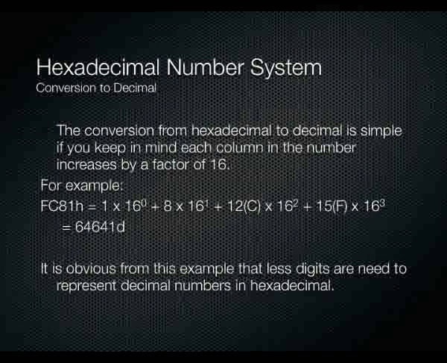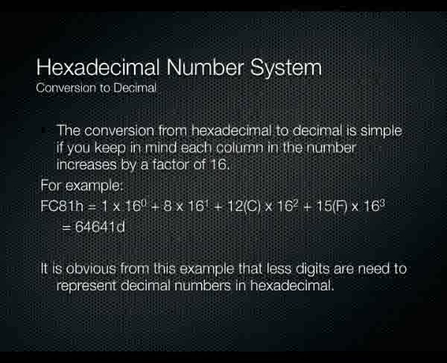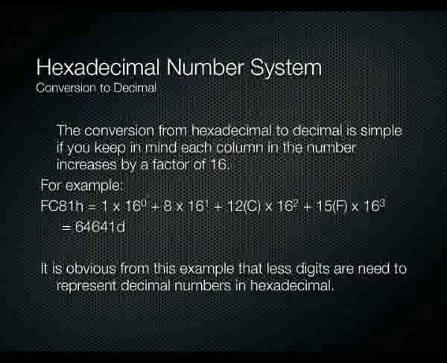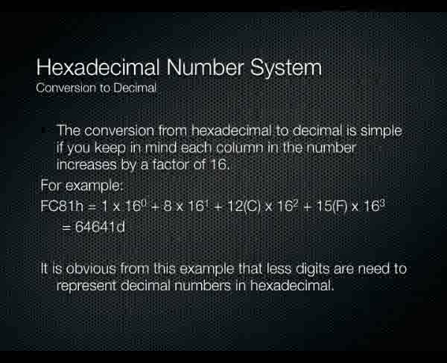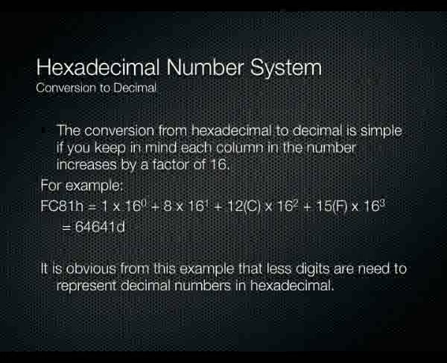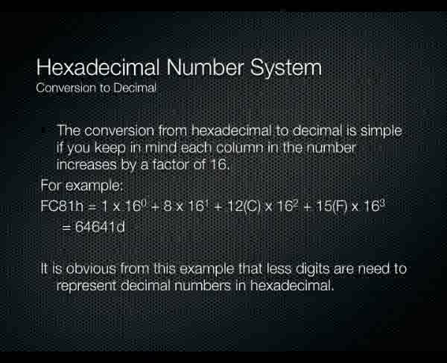We then add that to F, which is 15, so we're going to translate these letters into their decimal equivalents before we multiply them. So we've got 15 times 16 cubed. Once we've multiplied them all out and added them all up, we'll in fact get 64,641 in decimal.